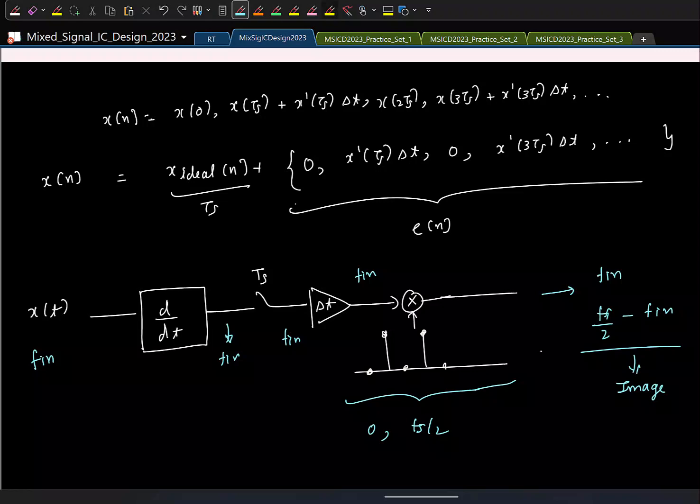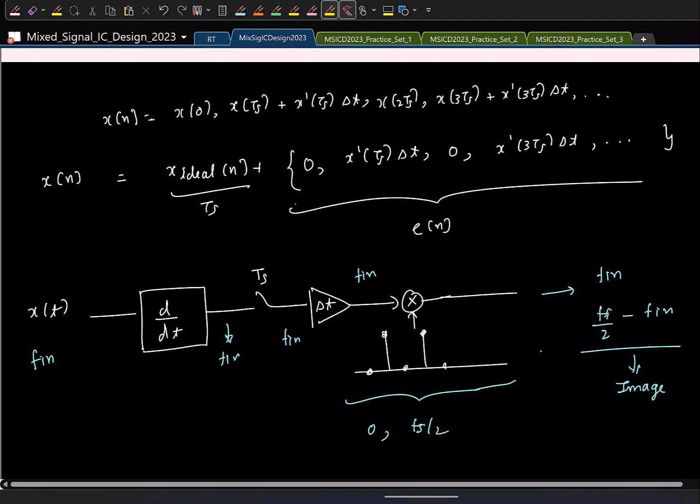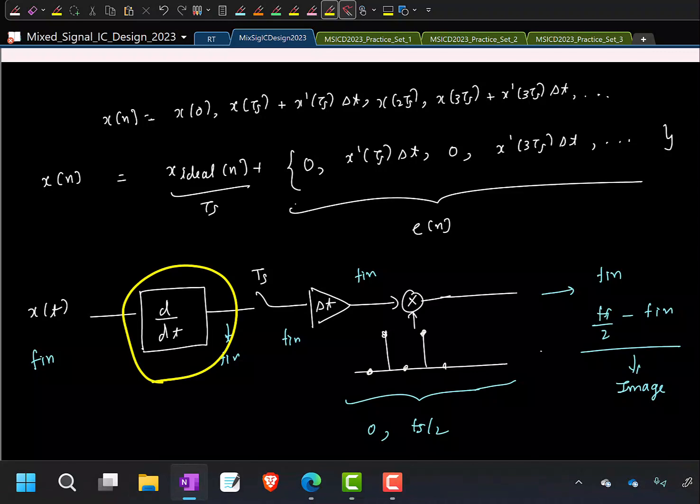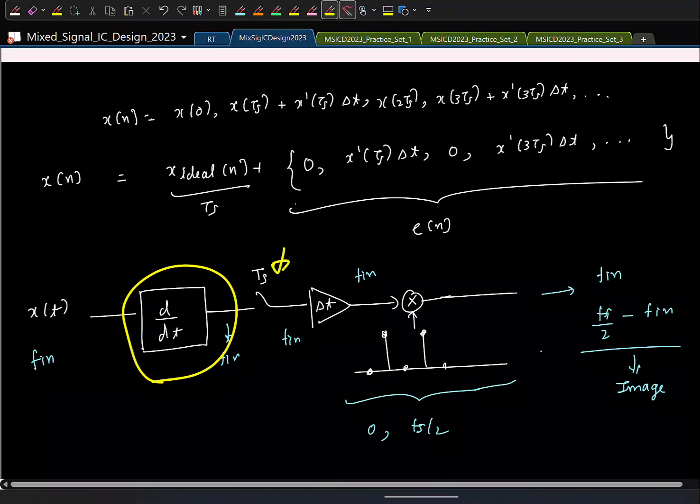Again, let's see if what we get makes sense. It looks like the error sequence we get is actually proportional to the slope of the signal at the sampling instant. Does it make sense?